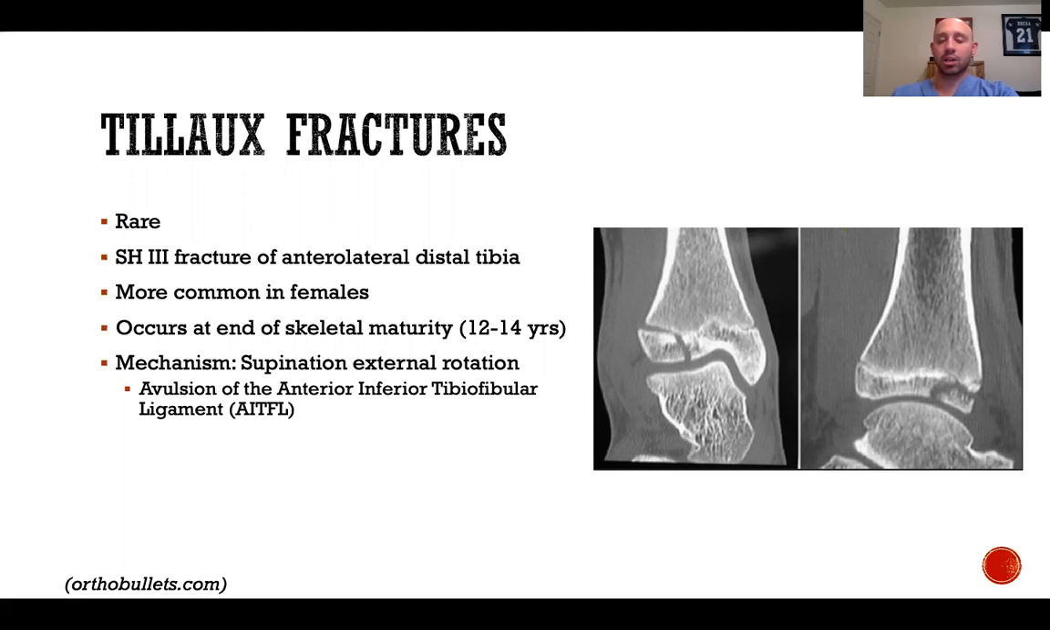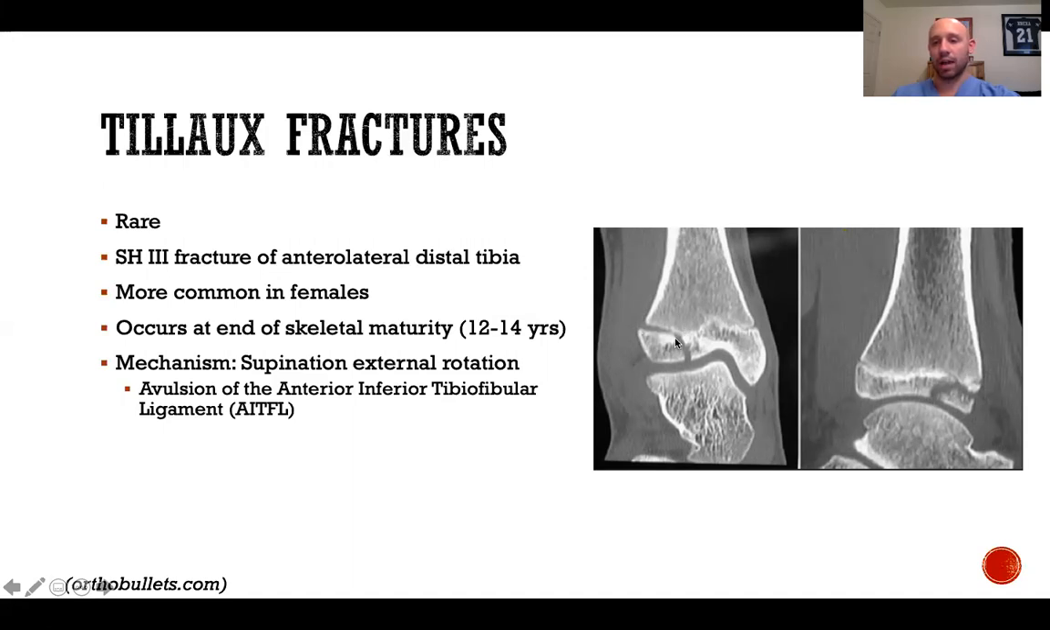And the way this occurs is a supination external rotation force. And because the anterolateral aspect of the distal tibia is still not fused in patients 12 to 14 years of age, a ligament avulses that fragment. And so that ligament is the anterior inferior tibiofibular ligament, or the AITFL. And so you can see that here.